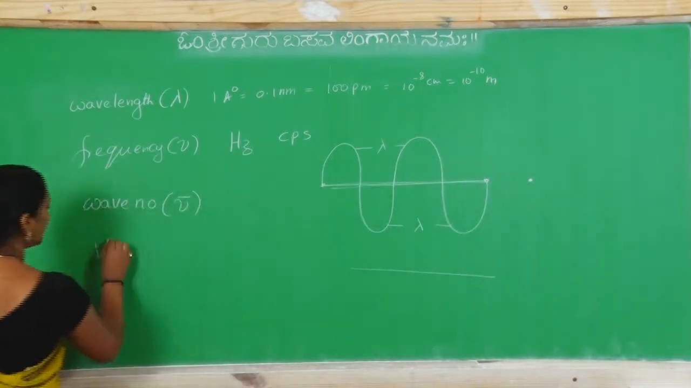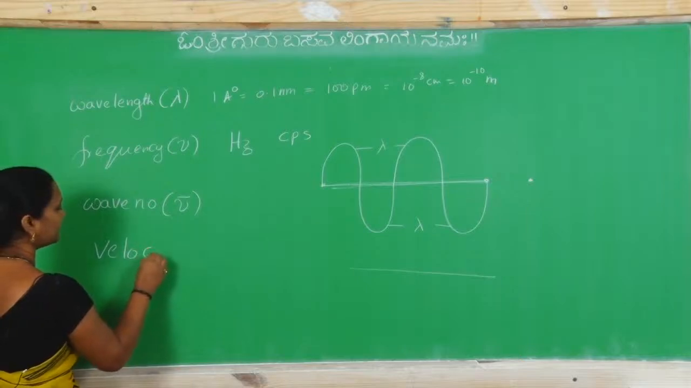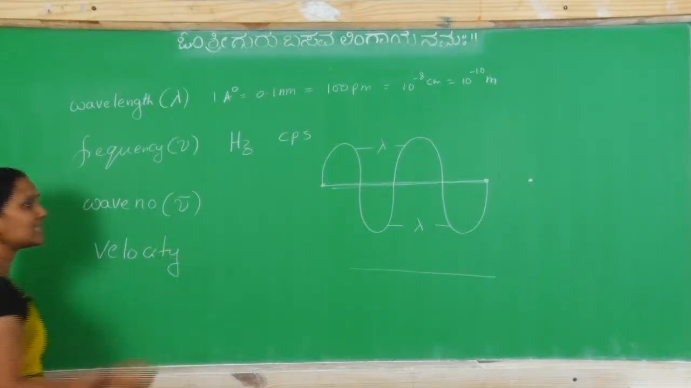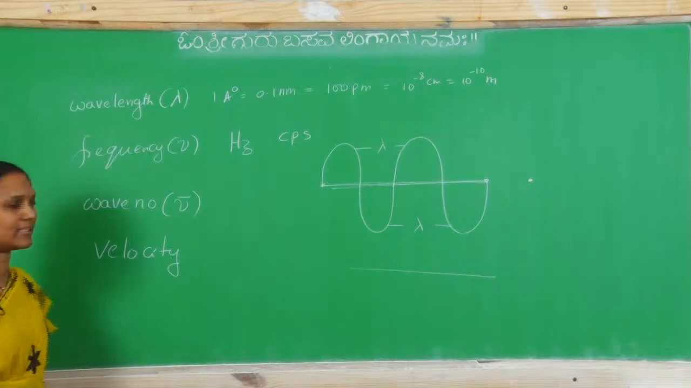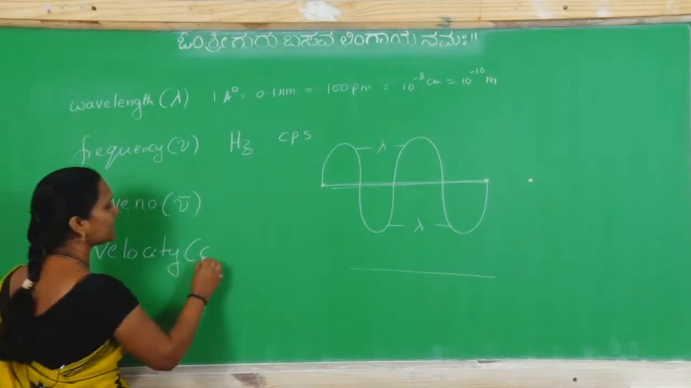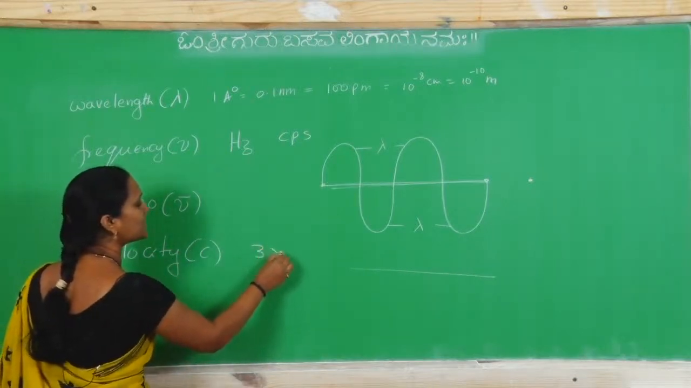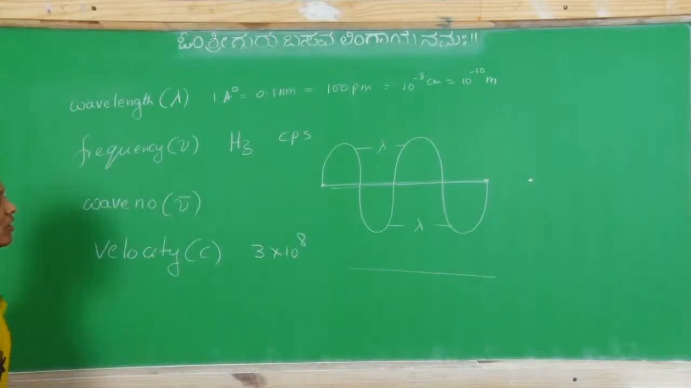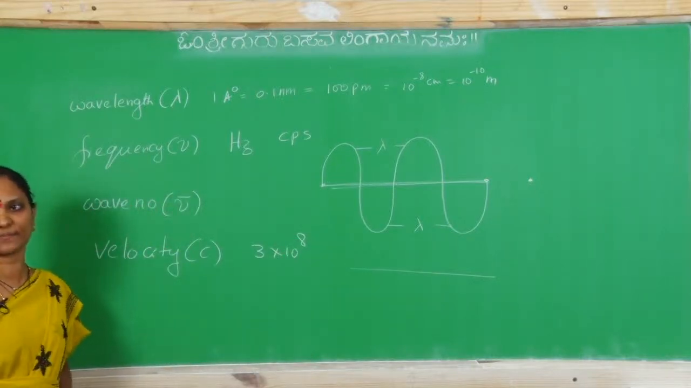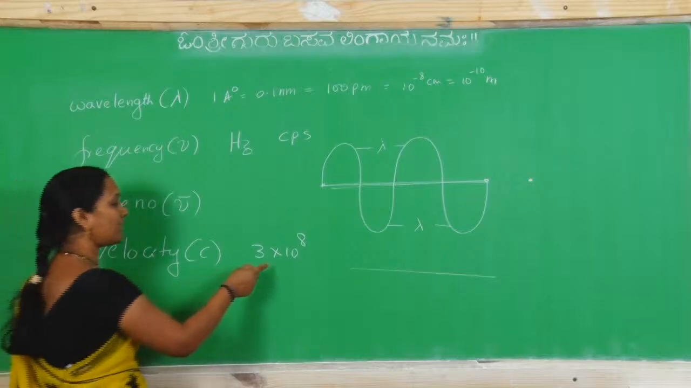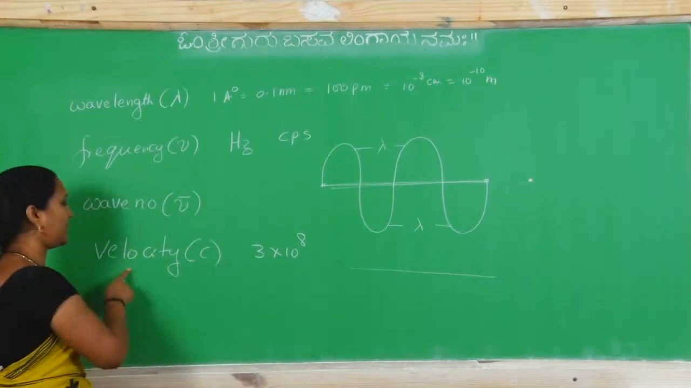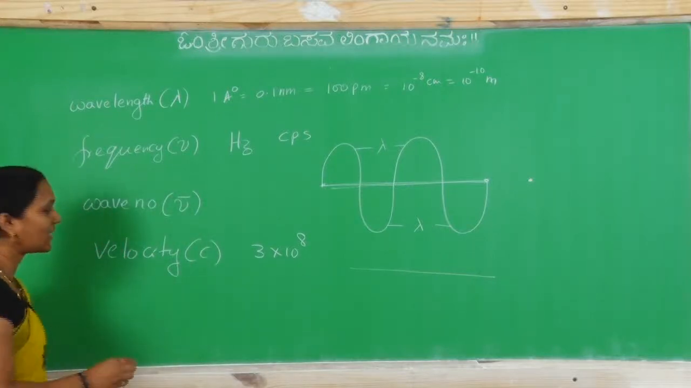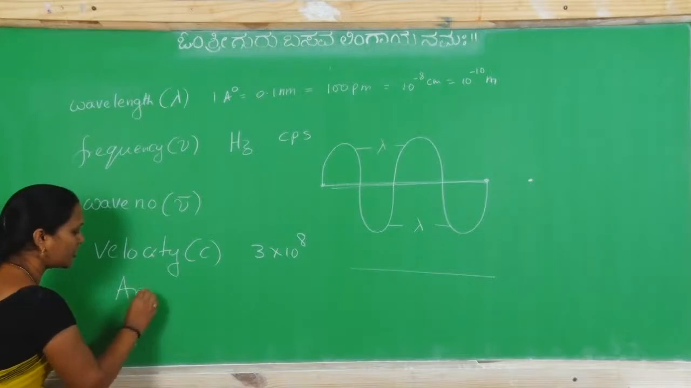And velocity. What is this velocity? The distance travelled by this wave in 1 second time. The distance travelled is the velocity. It is represented by c. The velocity of light is 3 into 10 power 8 meter per second, or 3 into 10 power 10 centimeter per second. The distance travelled in 1 second time by the wave is the velocity. And next one is the amplitude.